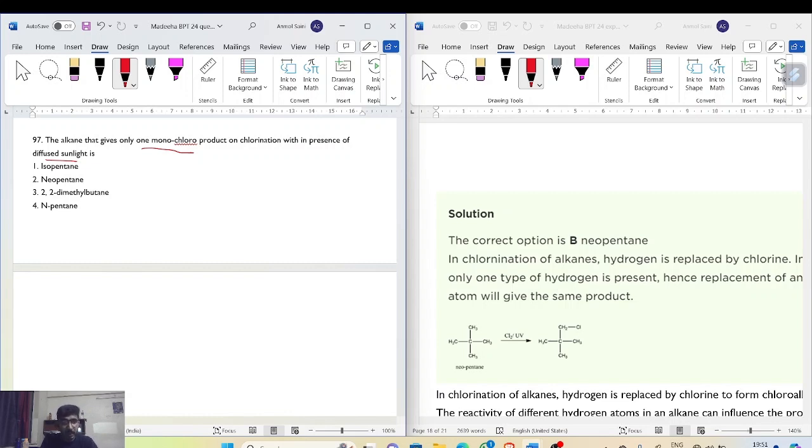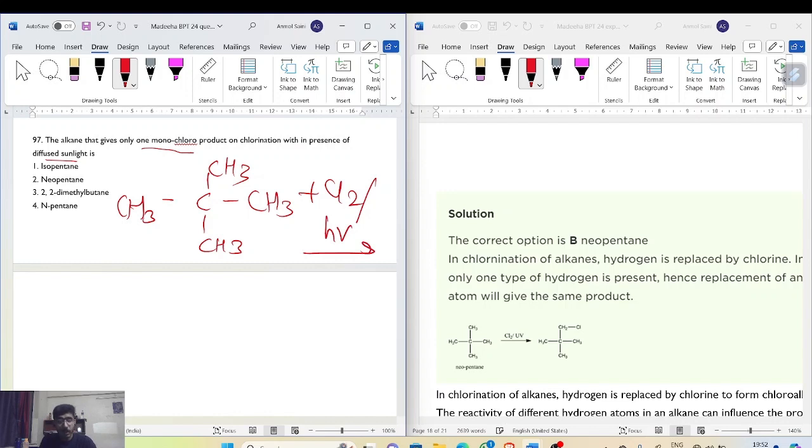Here we are given neopentane. We know that neopentane is surrounded by 4 methyl groups, meaning CH3 here, CH3 here, CH3, and here CH3. If we react it with Cl2 in the presence of sunlight, in the presence of hν, the Cl can be added at any position. We can remove H from here, here, and here, and we can add Cl at any of the four positions. So these all will give only one type of compound, which is shown in this reaction.